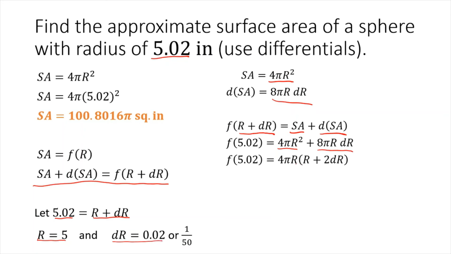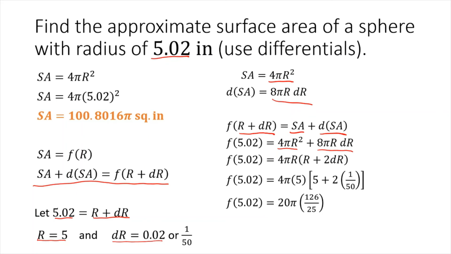All right. So r is 5, dr is 1 over 50, and then simplifying will result in this value, 504 pi over 5, which is approximately equal to 100.8 pi square inches, right? Which is also approximately equal to this value here, which we obtained by directly substituting or plugging in 5.02 to the formula for the surface area. Okay, so this is how we approximate values using differentials.